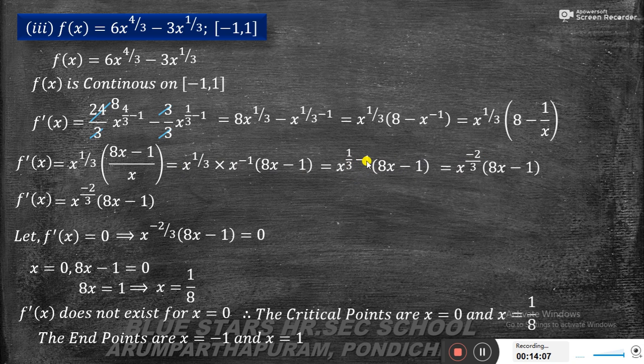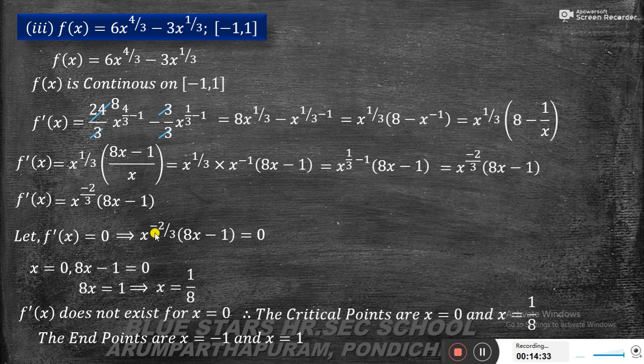So 1 minus 3 by 3 means 1, that means minus 2 by 3. So 8x minus 1. So next, f dash of x equal to x power minus 2 by 3, 8x minus 1. So this is f dash of x. Now f dash of x equal to 0 means x power minus 2 by 3, 8x minus 1 equal to 0. So here two factors.